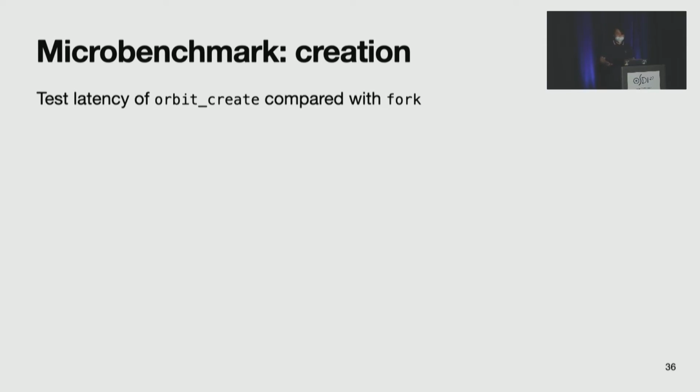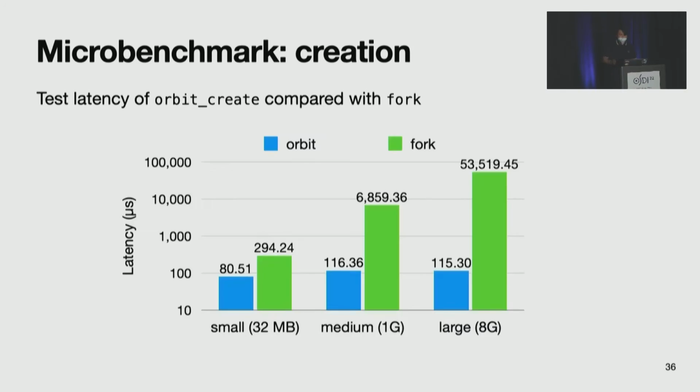We started with a microbenchmark. We compare Orbit create latency with fork. We show that with a large memory footprint, Orbit is hundreds of times faster than fork due to the fact that the initial orbit address space is kept minimum.